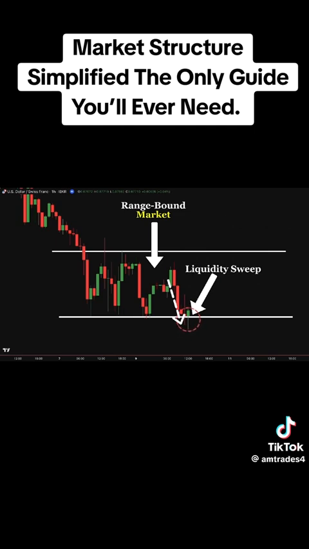Price reverses immediately, closing with a bullish candle back inside the range. This candle tells you everything. Smart money just cleaned out retail liquidity and is now pushing the price back up. Here's how to trade it.